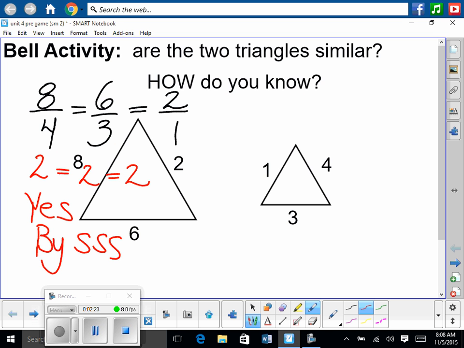Okay, very good. So if I asked you, what's the scale factor from small to big? What would you say? What's the scale factor? Which means, what did you multiply by to get from the small triangle to the big? 2. Who said 2? You're right. Very good. The scale factor from small to big is 2, because you multiplied each side by 2 to get to the big. So if I said, what's the scale factor from big to small, what would you say? A half. Very good. You multiplied each side by 1/2 to get to here.